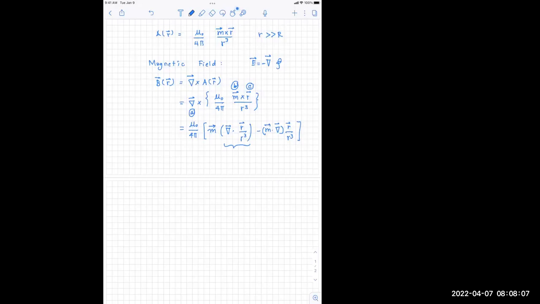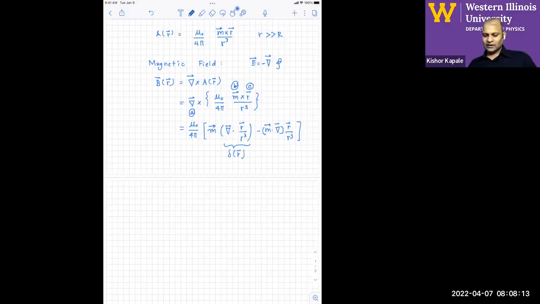It will have Dirac delta notation. It's going to be a Dirac delta function at the origin, right? Proportional to that because of the divergence R.